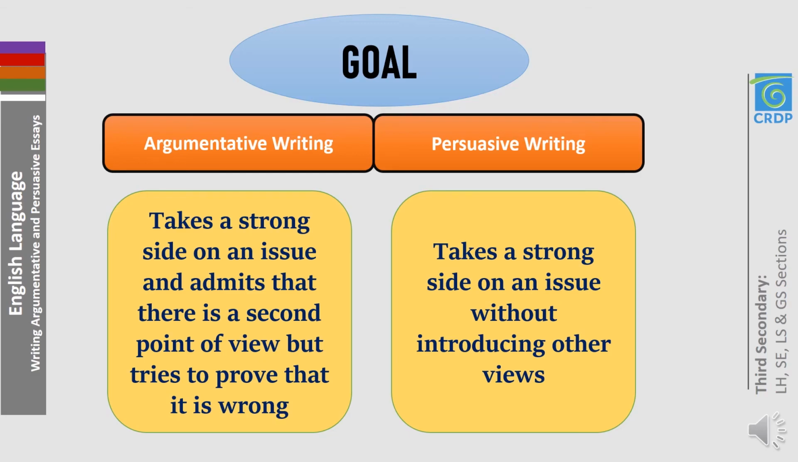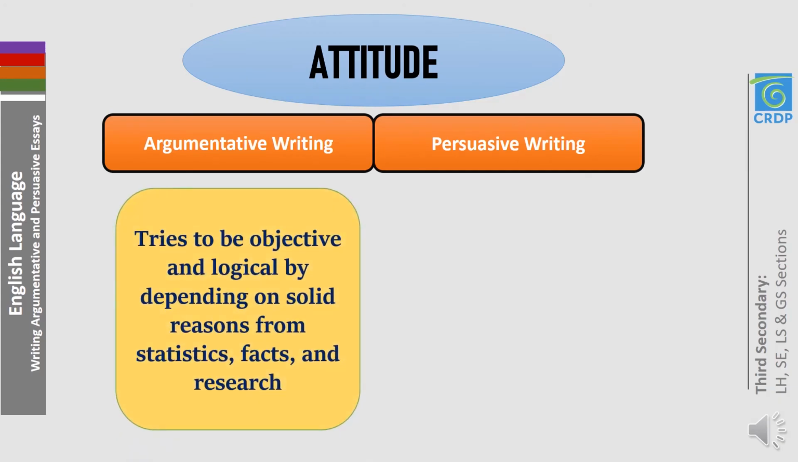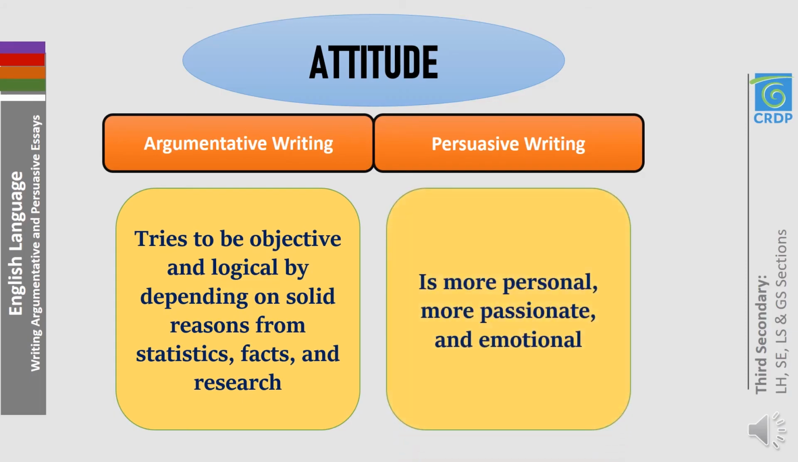What about the attitude? In argumentative writing, the writer tries to be objective and logical by depending on solid reasons from statistics, facts, and research. While in persuasive writing, he is more personal, more passionate, and emotional in defending his point of view.